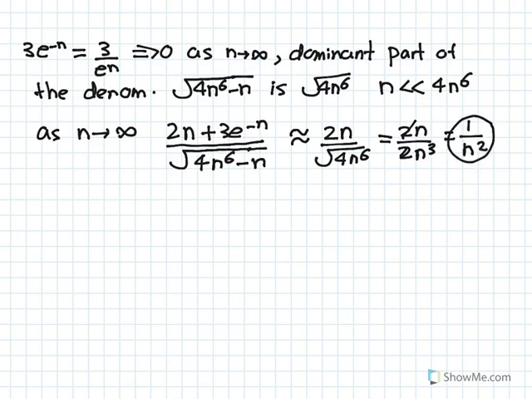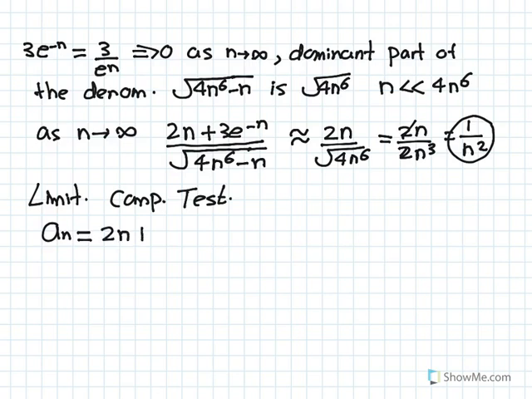So this is our comparison series, summation 1 over n squared, which, by the way, is a convergent p series, p equals 2, larger than 1. So we should apply the limit comparison test, with an, which is the general term of our given series, 2n plus 3e to the minus n divided by the square root of 4n to the 6 minus n, and our comparison series is bn equal to 1 over n squared, which is a convergent p series, p is equal to 2.